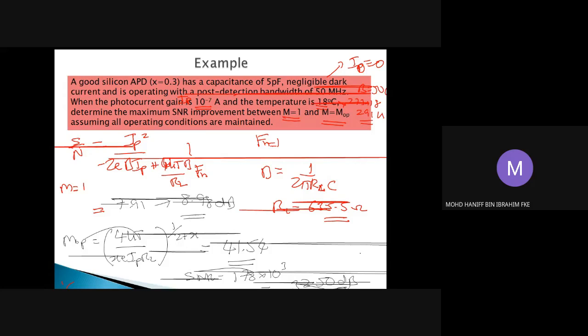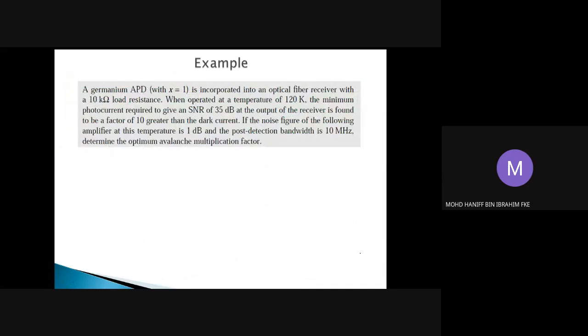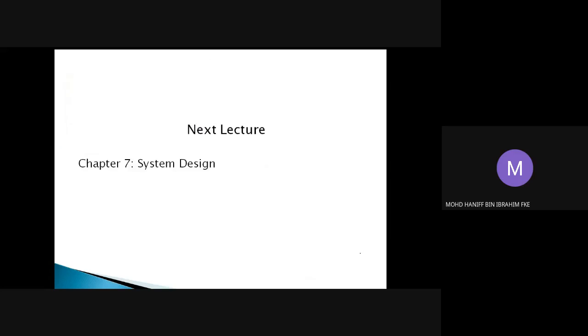Right, I'm not going to do this example, so I hope that you can try to solve this on your own. If you find any difficulties solving these questions, you can always PM me for further discussion. With that, we have wrapped up the lectures on chapter 6, which is on the noise in optical receivers.